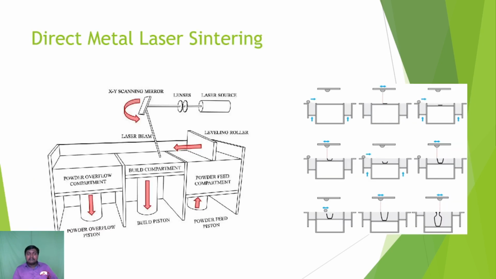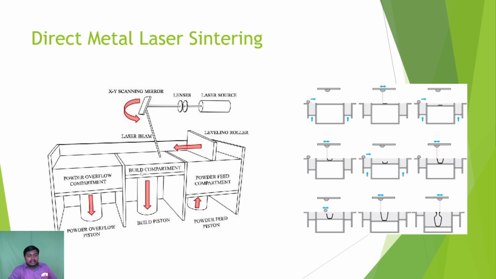Next one is direct metal laser sintering. It is also based on powder-based technology. Here we can see the direct metal laser sintering technology. Same as before, it consists of a powder overflow component and a powder feed component, and in the middle we can see the build platform. In some direct metal laser sintering machines, both the left and right sides provide a powder feed component for faster making.